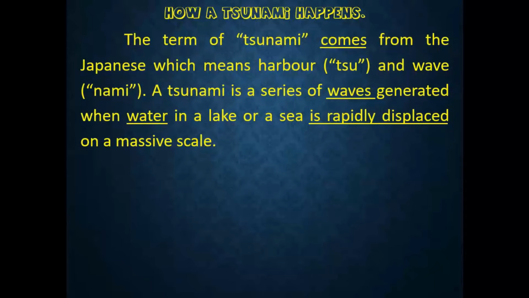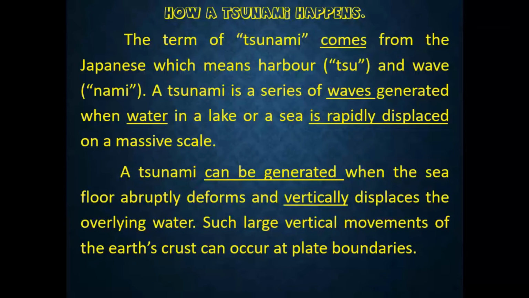Explanation text. So first, let's see the example of the explanation text, and the title is How a Tsunami Happens. This is the first paragraph of the text. Let's read together. How a tsunami happens. The term tsunami comes from the Japanese, which means harbor, tsu, and wave, nami. A tsunami is a series of waves generated when water in a lake or a sea is rapidly displaced on a massive scale.